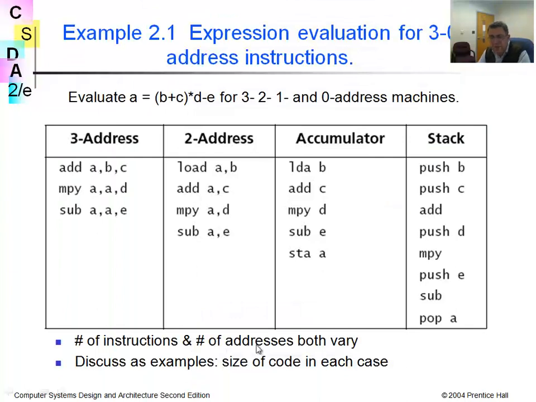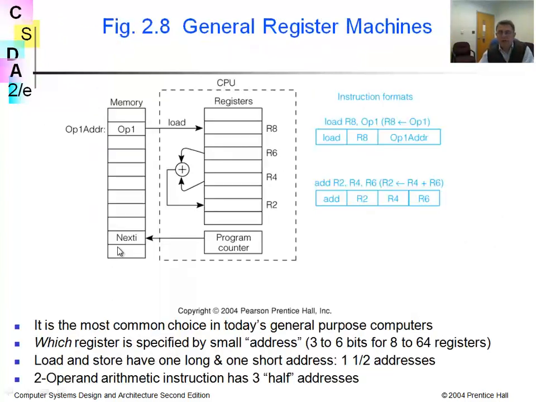Number of instructions and number of addresses both vary. For example, here, in 3-address, I have 3 addresses. How many addresses? 1, 2, 3. 1, 2, 3. In here, I have 4 instructions, but 2 addresses. 5 instructions, but 1 address on each one. Here, 8 instructions, but how many addresses? 1, 2, 3, 4, 5 addresses. So they all are different in that case.